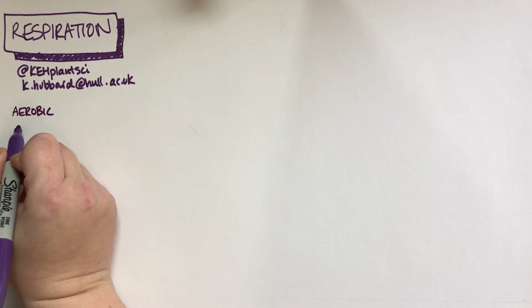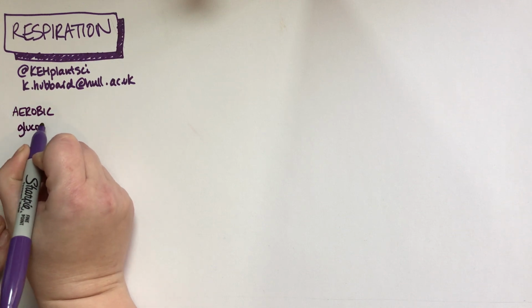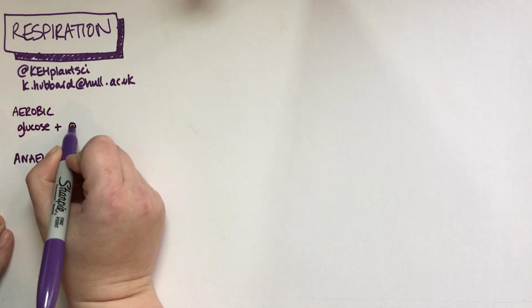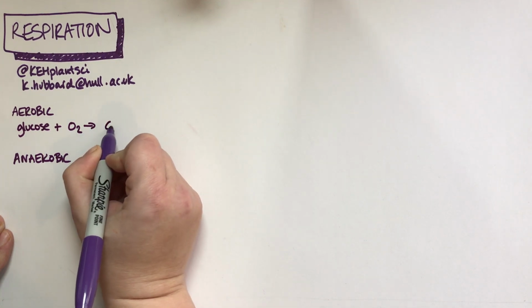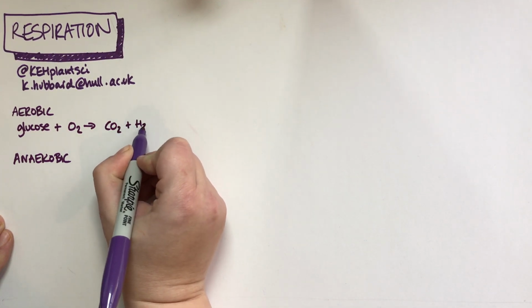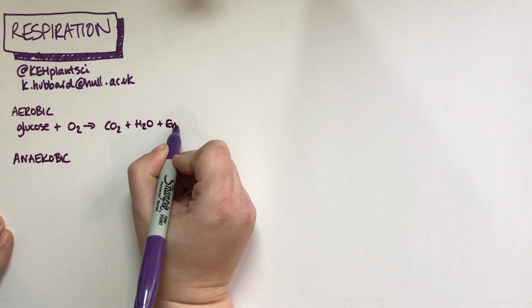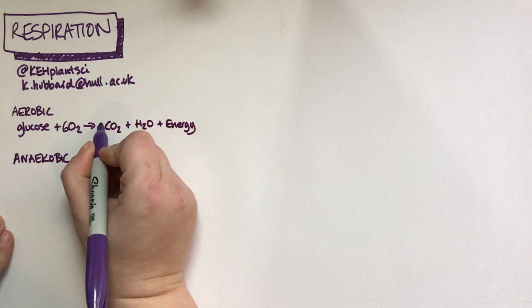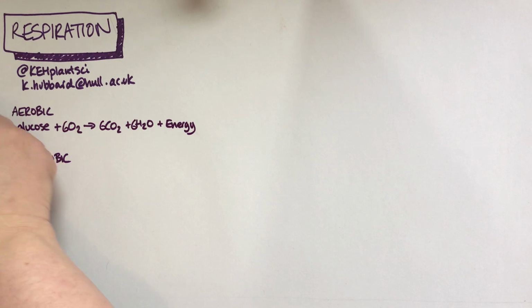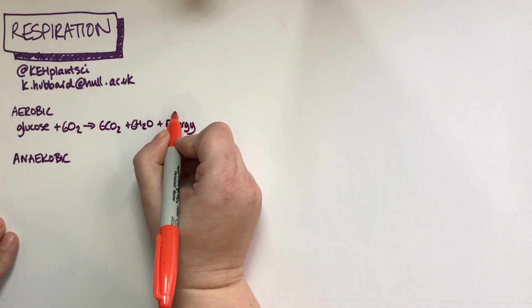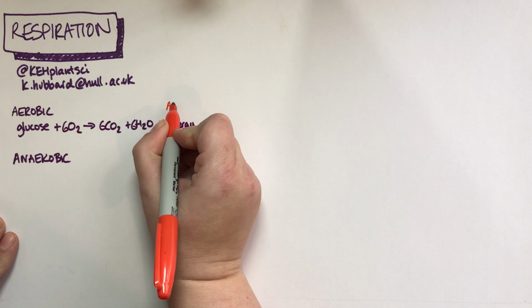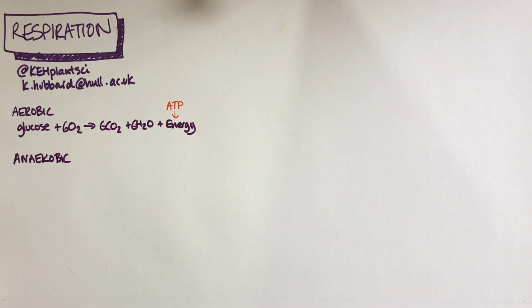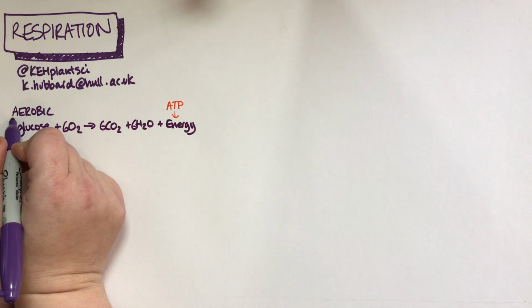So aerobic respiration is glucose as our energy source plus oxygen gives us carbon dioxide and water and energy. And if you balance the equation, actually that's 6 oxygens, 6 carbon dioxides and 6 H2Os. And energy, of course, what we really mean in a biochemical sense is the molecule ATP. So there's another video all about ATP as an energy source in the cell that I recommend that you go and have a look at to understand why ATP is such an important molecule.